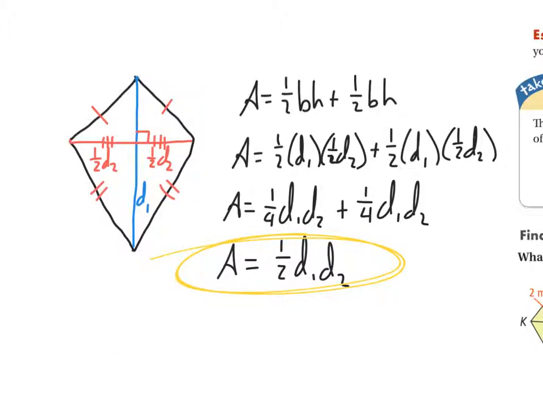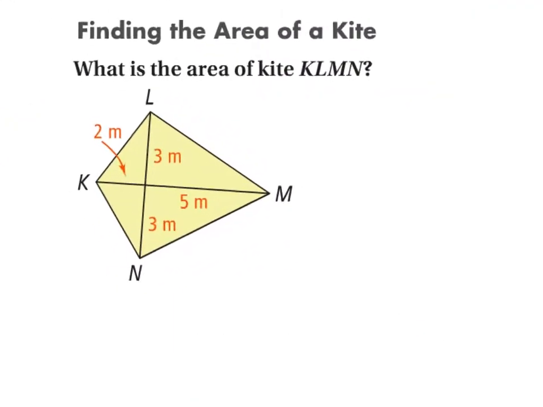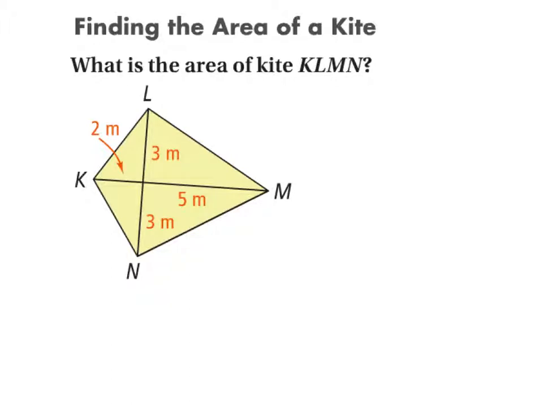Okay? So do you have to do all of this stuff every single time? No, we did it once. We can now use that. Okay? Good deal. Let's try an example. Find the area of this kite.